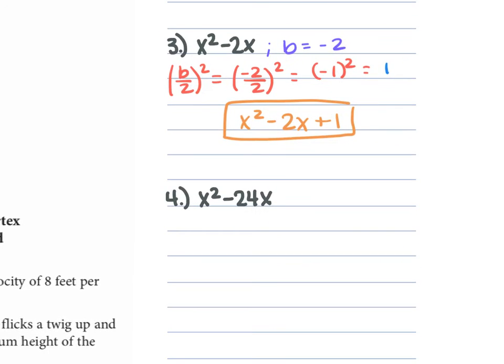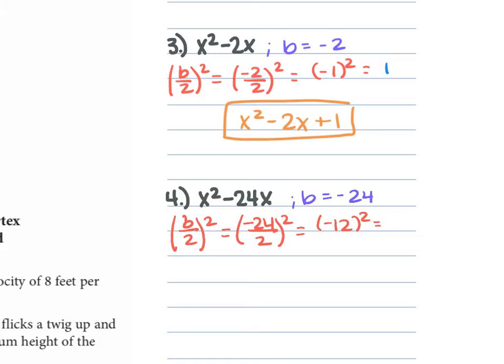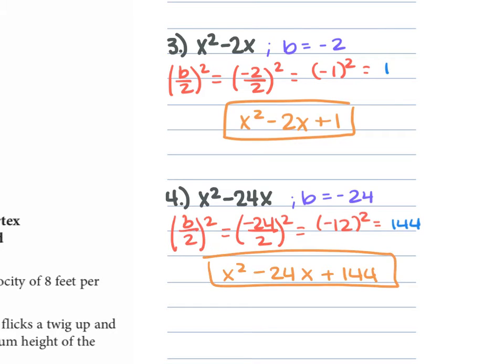For number 4, we have x squared minus 24x, so our b is negative 24. Again, b over 2 squared. So that's going to be negative 24 over 2 squared, which is negative 12 squared. Negative 12 squared is 144. So to make that perfect square trinomial, we add it to the x squared minus 24x plus 144. And that gives us our perfect square trinomial.